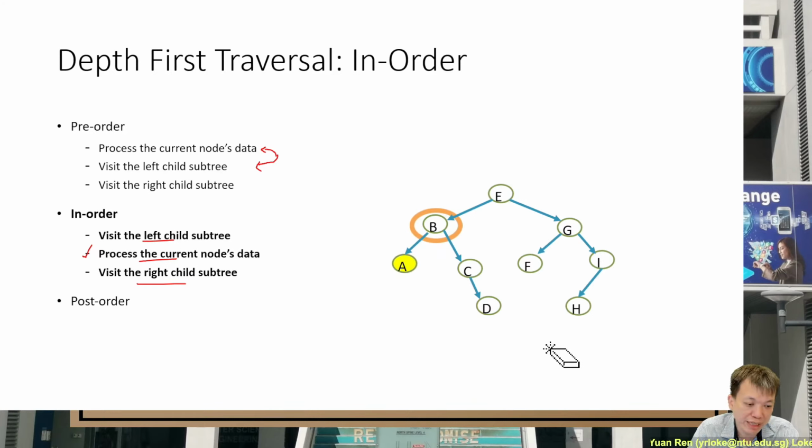Yeah, this B, all the left subtree is already processed. The nodes are already processed. Then you will visit, so it's in order. You visit half of the subtree, and then you process the current node. And then you start trying to visit the right subtree. In this case, we call this in-order depth first traversal.